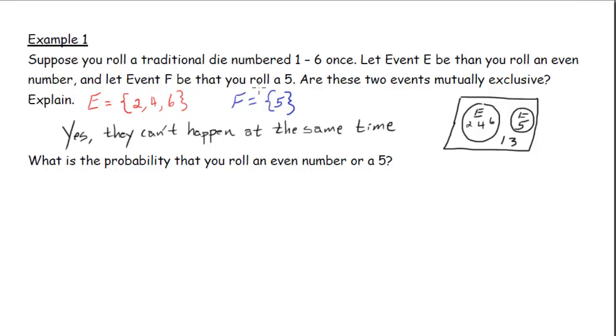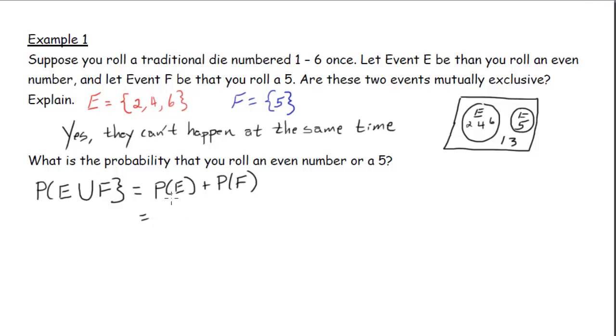There's no overlap. So now, if we want to know what's the probability that we roll an even or a 5, so I'm going to denote this probability of an even. My symbol for OR was that union symbol of 5. Well, because I know that these are mutually exclusive, that's going to be the probability that I roll an even plus the probability that I roll a 5.